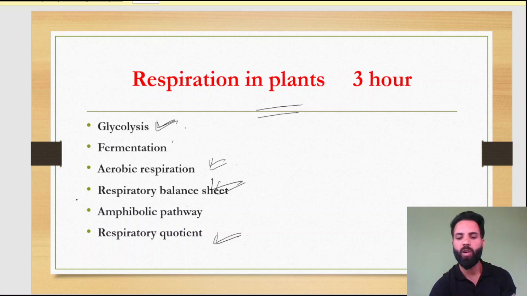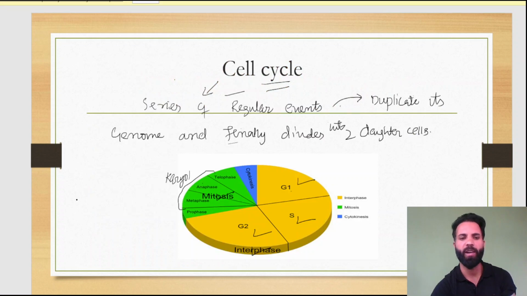So all this is fun and we are going to complete it in 70, 80 to 90 hours. The whole study plan of the 11th biology class will get completed in 80 to 90 hours. Now today's topic is simply the cell cycle.